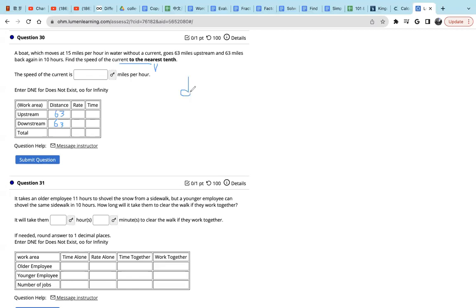And we know distance equals time multiplied by speed, or time equals distance divided by speed, right? Or speed equals distance divided by time. So I have three formulas.